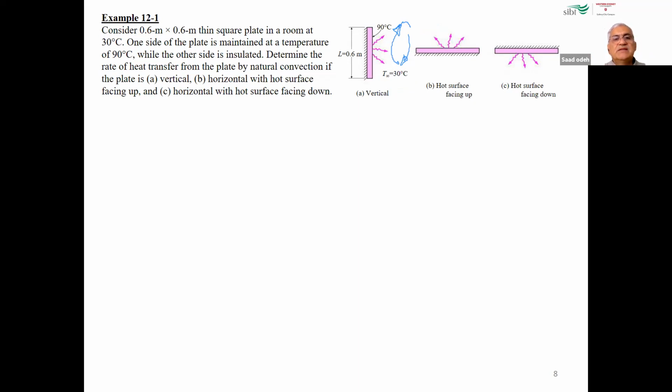So we need to find the rate of heat transfer by natural convection when the plate is in the vertical position. Then we will compare it with when we put the plate horizontal but facing up. And the last case, when we put the plate horizontal, but the hot surface is downward, as you can see. So we have three cases. We need to see which one of them will give us the highest heat transfer rate.